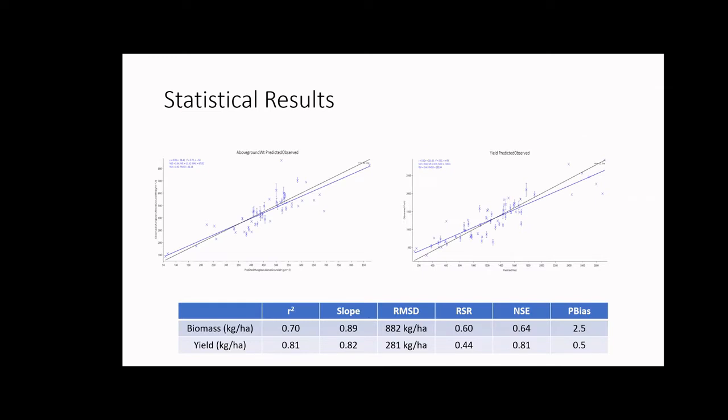Statistically looking at this, it's just the harvest data of the biomass on the left and the yield on the right, with predicted on the x-axis and observed on the y. We were able to get slopes close to 1 and predict biomass within a ton and yield within 300 kg per hectare. The RSR and NSE for biomass would be denoted as a good fit, and the yield very good, or the 3 asterisks on the GitHub. And the p-bias showed that the model didn't tend to over- or underpredict either yield or biomass.